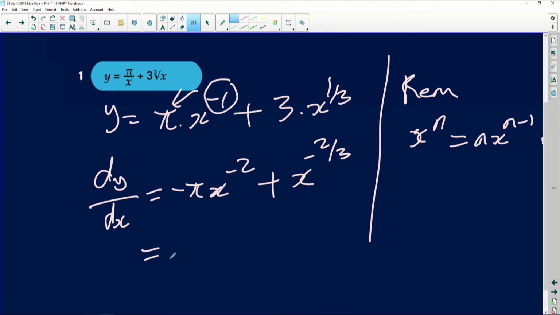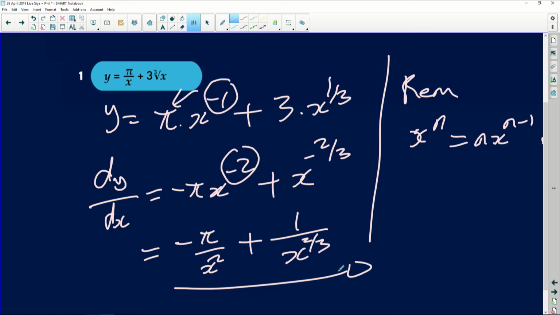The other rule that you need to know is we don't express the answer with negative exponents. So we need to get rid of negative exponents. Therefore, this is going to be negative pi all divided by x squared, then plus 1 divided by x to the exponent of 2 over 3. So this can be my final answer.